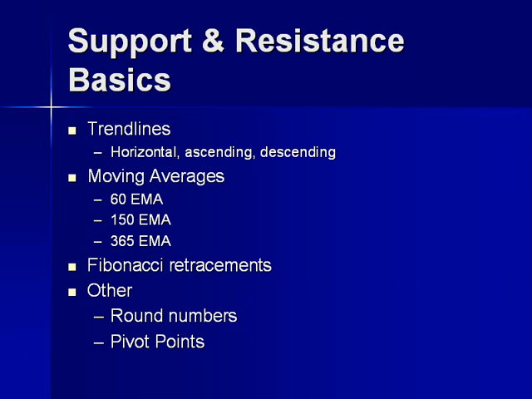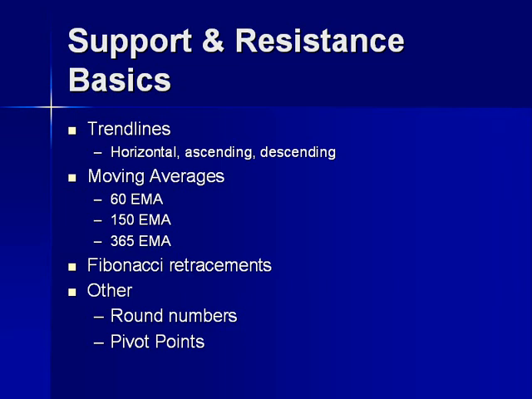Let's have a look at the support and resistance basics and see what different types of support and resistance lines we can get. I think the most general one is a trend line. You get your horizontal, ascending and descending trend lines. Personally, I prefer to use the horizontal. Other support and resistance lines you can get are moving averages. You will see James is using the 150 and 365 EMAs quite a lot in his base system. Fibonacci retracements form quite good support and resistance levels. And then there are some other levels as well which people tend to use.